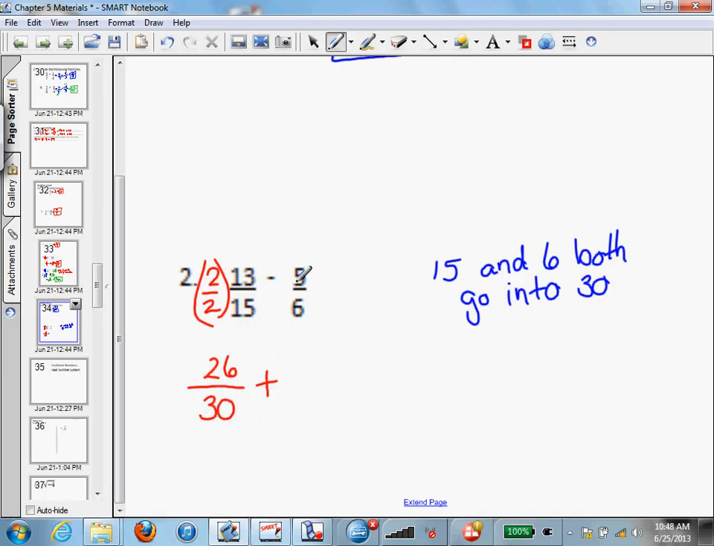Carry down our minus. Now we think about 5 over 6. What number do we have to multiply by 6 to get 30? Well, that would be 5. So I have to multiply 5 over 5, which will reduce to 1. And excuse me, that should be a minus. So if we were to multiply across, 5 times 5 is 25 over our 30 fraction. Now simply, 26 minus 25, we have 1 over 30.